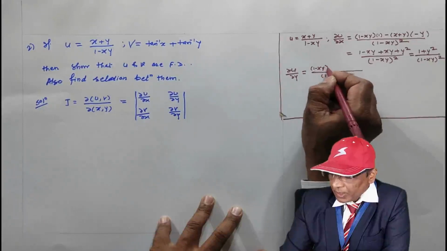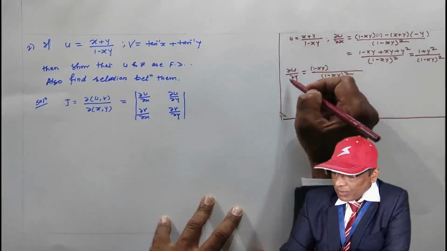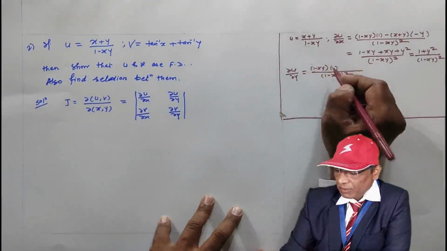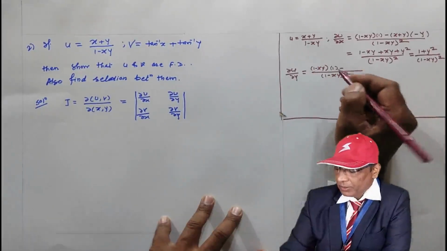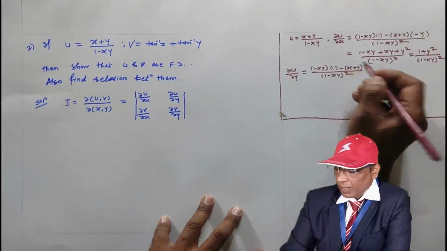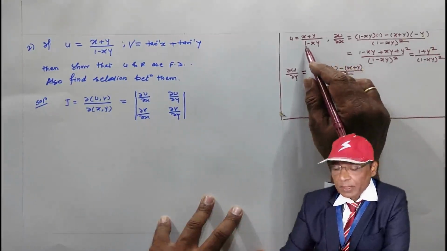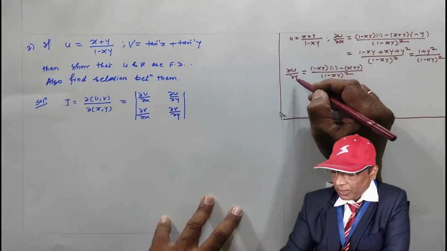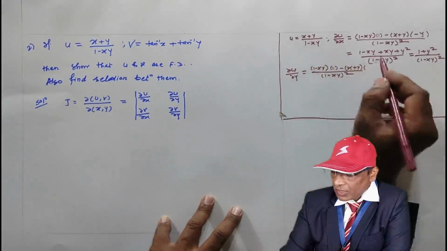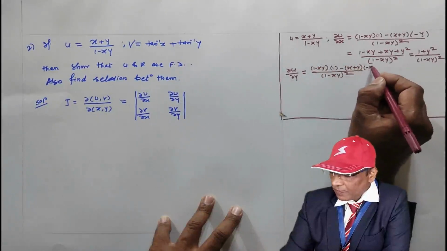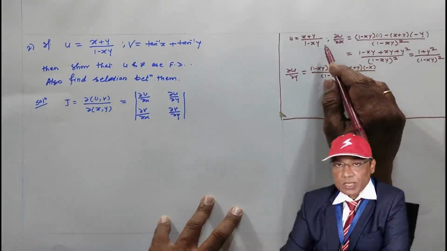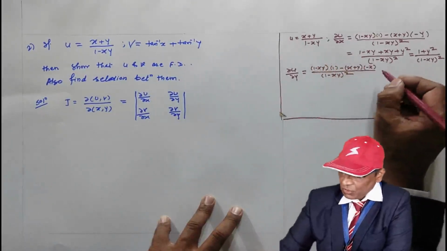Denominator. Derivative of x plus y with respect to y is 1, because derivative of x is 0 and derivative of y is 1, minus numerator (x plus y) and derivative of denominator 1 minus xy with respect to y. Derivative of 1 is 0, and x is a multiplicative constant, and derivative of y is 1, so it is minus x, the derivative of 1 minus xy with respect to y, keeping x constant.